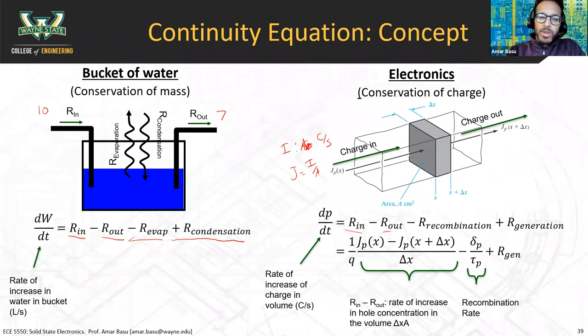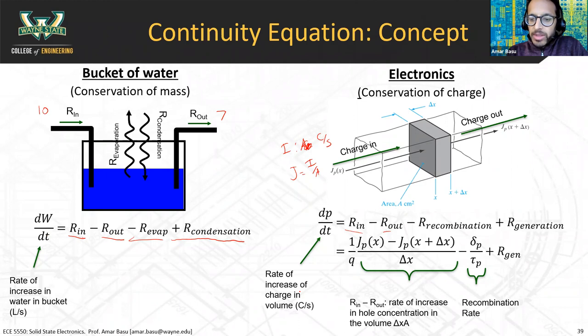And then you have these additional processes here, evaporation, condensation. The analogy in electronics is recombination and generation. Recombination is the annihilation of carriers. That's going to remove charge from that gray box. And then generation is going to create additional charge in that gray box. So we have four processes here. In the case of water, we had dW dt, and in here we have dP dt, which is given in coulombs per second.